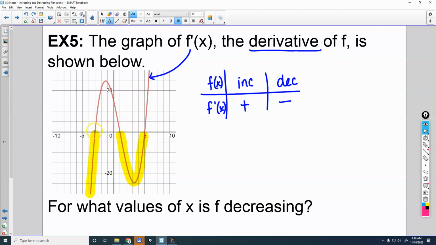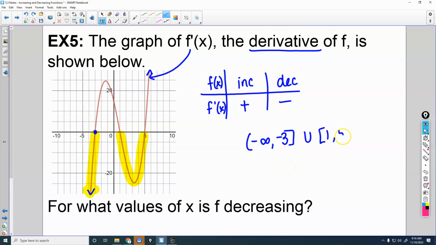So for the domain, these don't have arrows on the end, but they should. So this goes on forever and this goes on forever. So we're negative up until this point. So what would I say for the interval there? Negative infinity, not to 3, but to -3. And where else? 1 through 5.